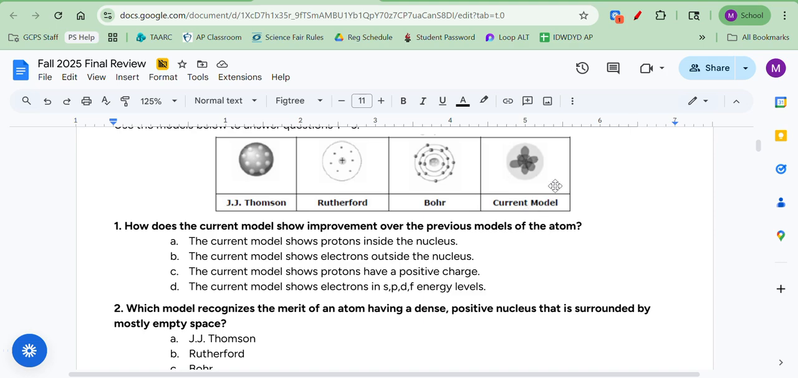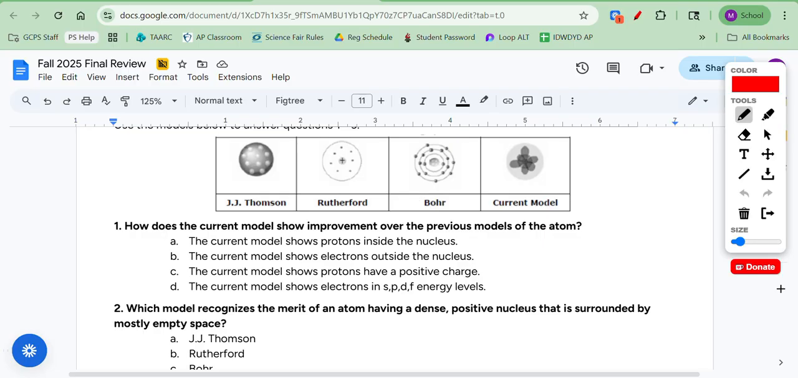And it wants us to ask, what's the big improvement of the electron cloud model over the other models in the table? So letter A, the current model shows protons inside the nucleus. That's not true. The current model is not the one that shows that for the first time. That would actually be Rutherford's model. Part B, the current model shows electrons outside the nucleus. This is not the improvement that the current model makes. Even though it talks about electrons in a cloud, it doesn't necessarily show them outside of the nucleus for the first time. Again, that was Rutherford.